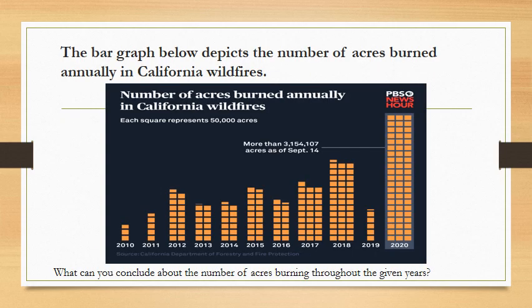Now the bar graph below depicts the number of acres burned annually in California wildfires. Two of the most devastated areas by wildfires in recent years have been Australia and California in the Western United States. So let's analyze this chart together. The bar graph depicts the number of acres, again an acre is about 4,000 square meters, burned annually in California wildfires since 2010. We are going to have to compare 2010 and 2020.